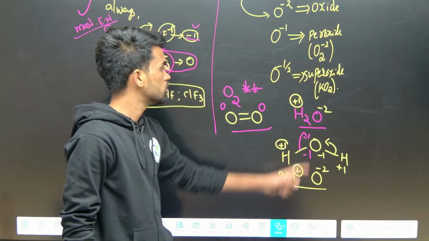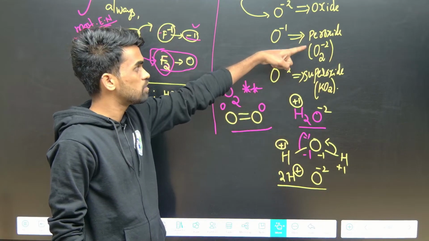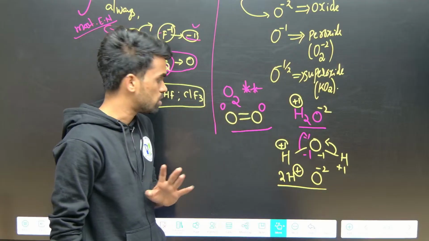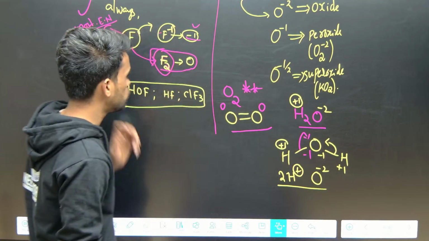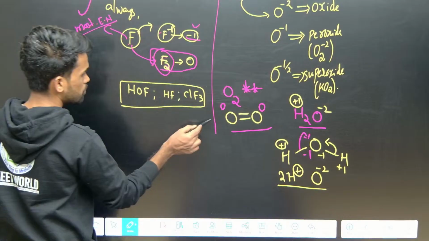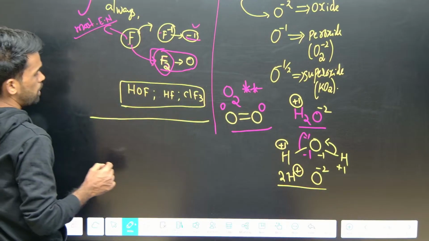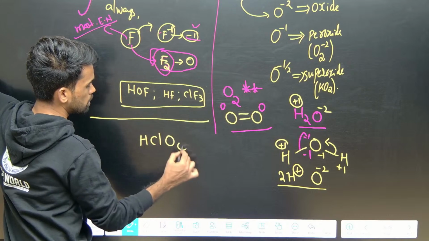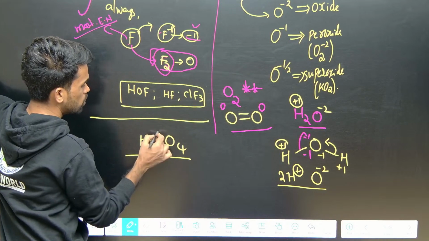Now, what about this H2O2? This is the peroxide form of oxygen. And if it is KO2, this is the superoxide form of oxygen. Okay, up to here it is clear, no? Now tell me, I am writing a compound here, HClO4. What is the oxidation state of chlorine here? You need to give the answer.